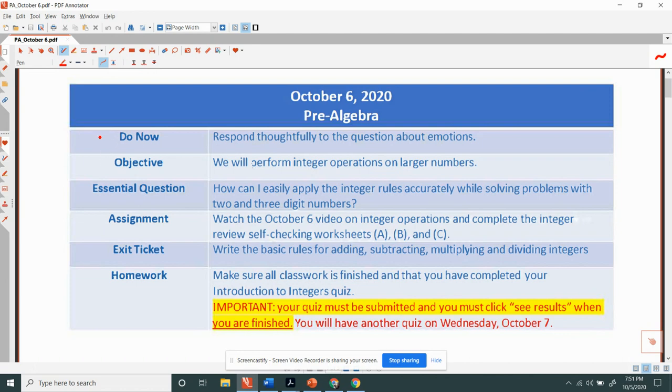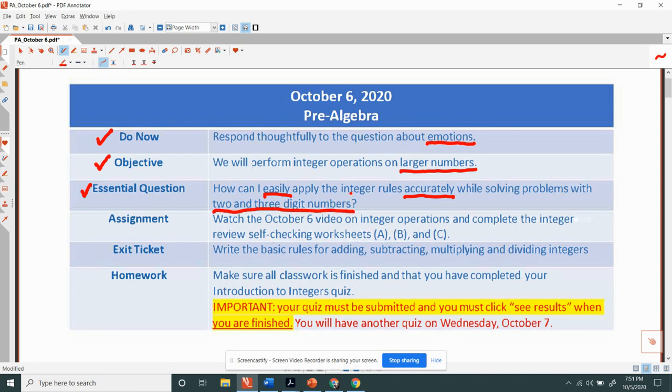So today, for our do now, we will respond thoughtfully to the question, which today is all about emotions. Our objective is to perform integer operations, but today we're going to work with some larger numbers, so we'll have a little bit more of a challenge. Our essential question is, how can I easily, okay, we're developing fluency here, apply the integer rules accurately while solving problems with 2 and 3 digit numbers.